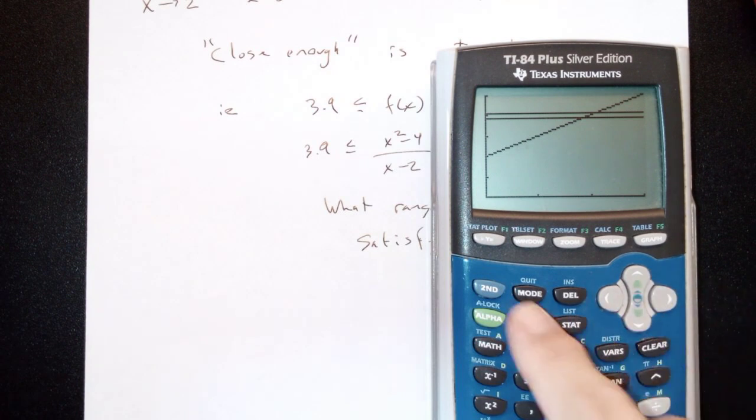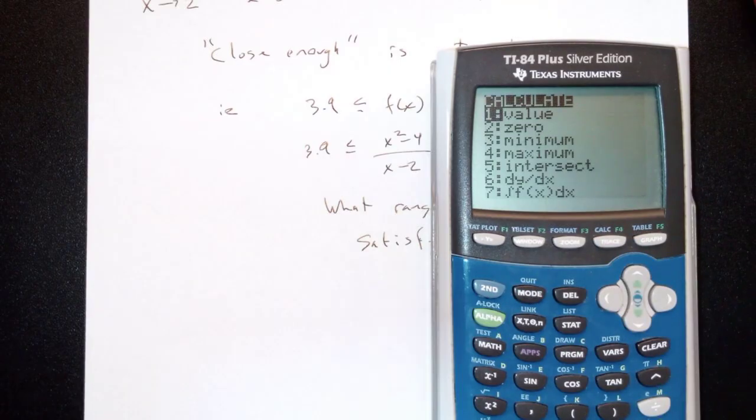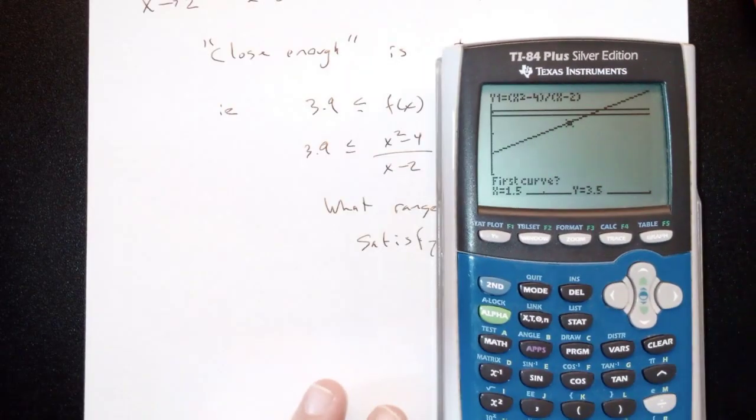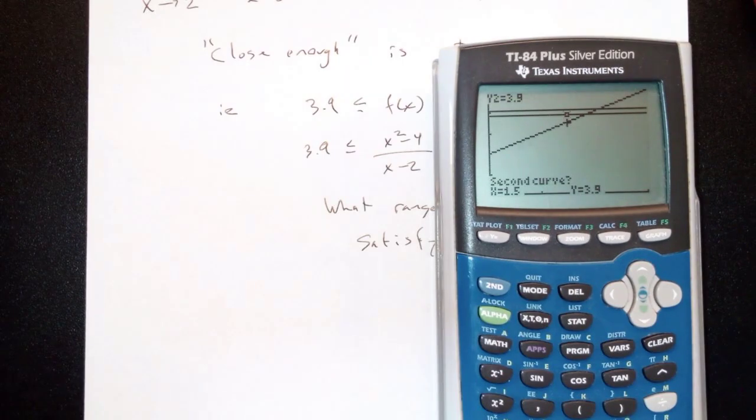If you hit second trace, you get the calculate menu, which is where the calculator does stuff I want to know about. And option number 5 there is the intersection of two things. So I'm going to use number 5, and I'm going to say I want to know where the intersection of this first curve, if you hit enter, it leaves a little mark on that curve, and the second curve happens to be y equals 3.9.